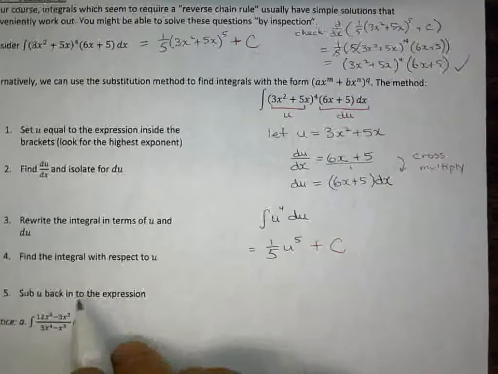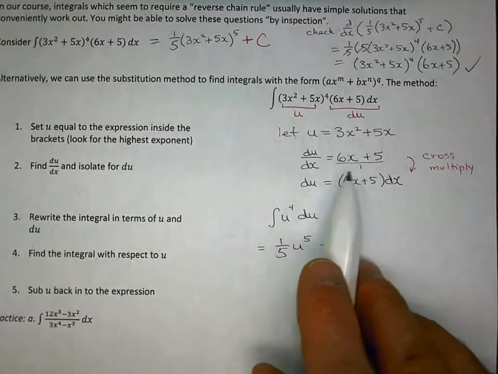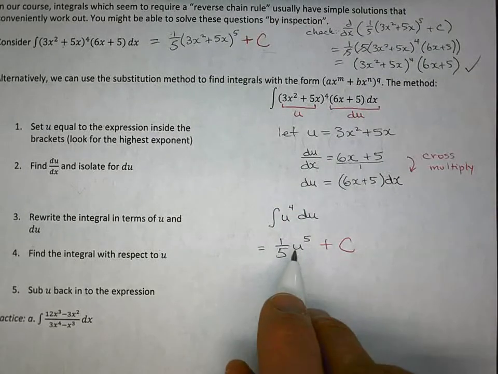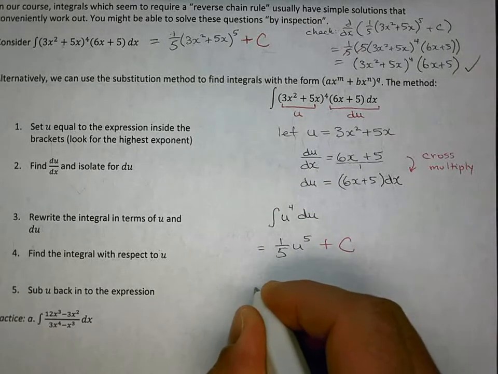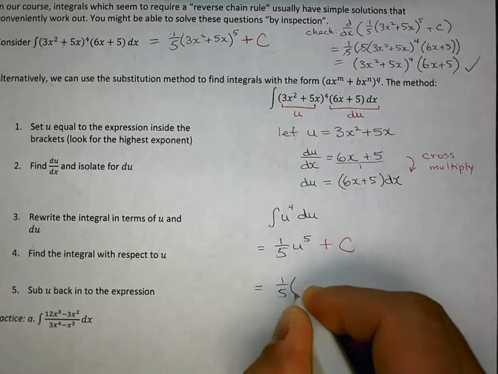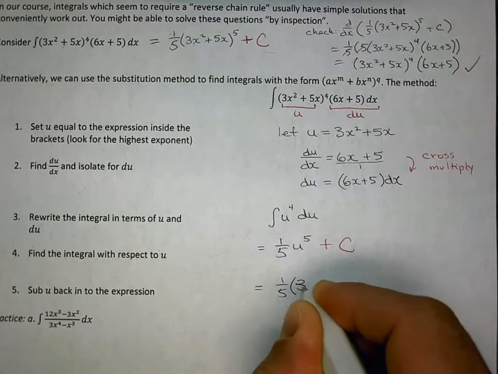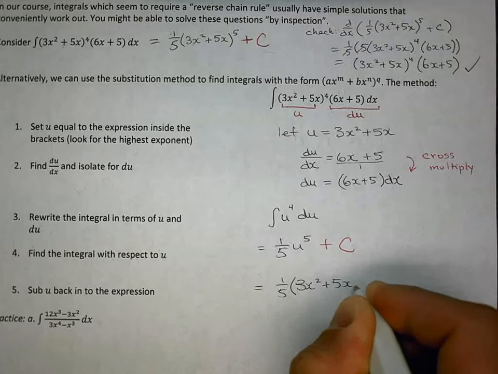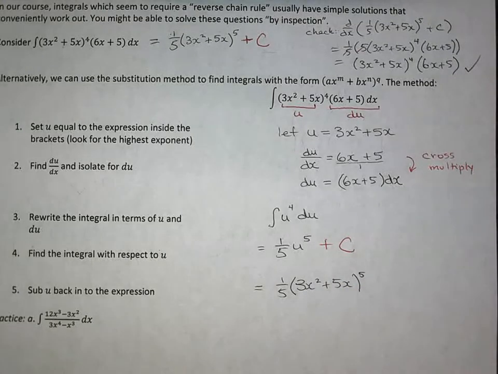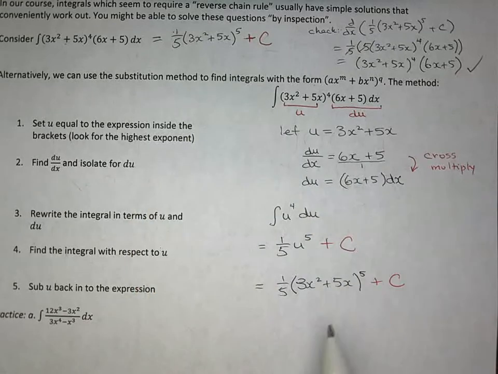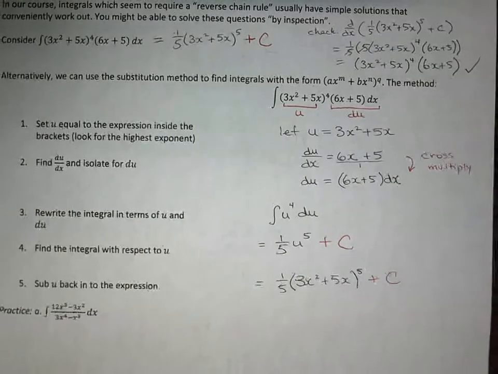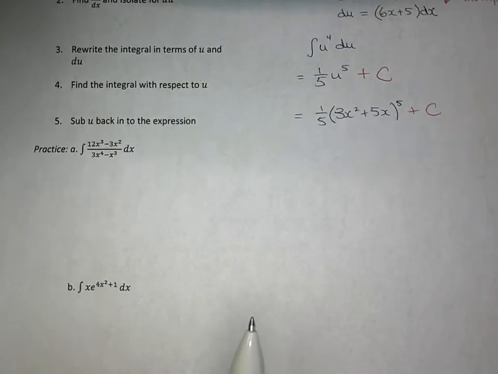And now my last step, I wasn't trying to find the integral with u's, I want it to be for x's, so I have to sub back in the expression for u. So this is the easy part. I get 1/5 (3x squared plus 5x) to the power of 5 plus c. Ta-da! There it is. Now, again, if you like, you could have just done it by inspection, but the substitution is very reliable. We're going to do 2 of these questions, and then we'll call it a day.